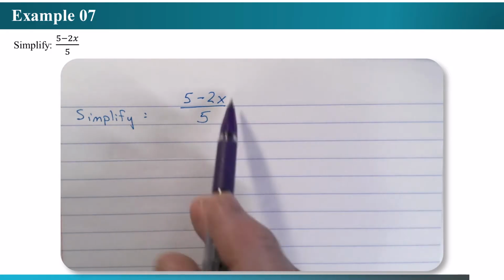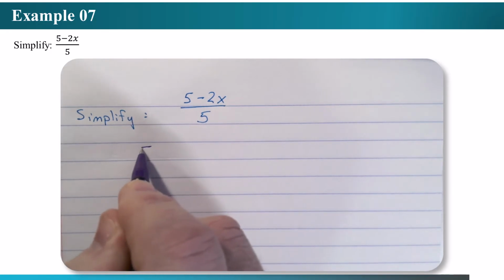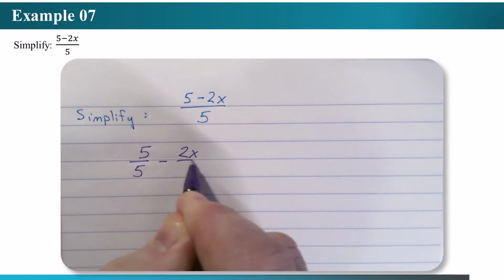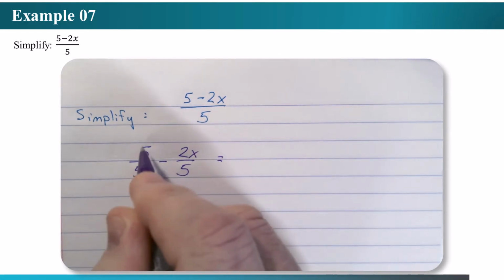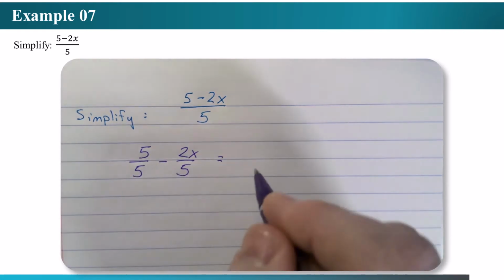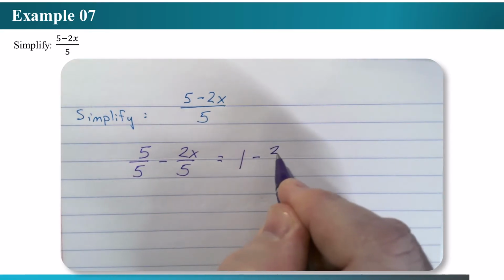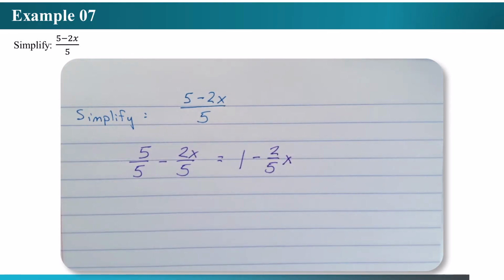The best we can do here is maybe split things up. If I write this as 5 over 5 minus 2x over 5, then we can simplify a little bit just by rewriting 5 over 5 as 1. And so I get 1 minus, and I'm going to write this as 2/5 x. And that's about as simplified as we can get with that problem.